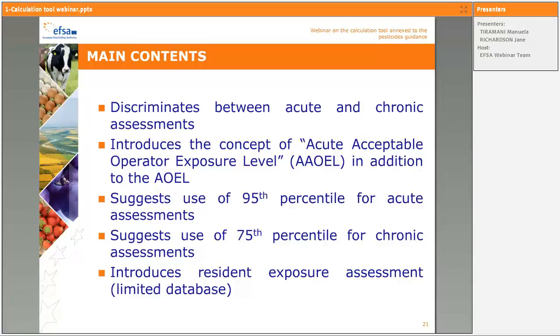The resident and bystander exposure, the resident particular exposure assessment is introduced, but as I mentioned before, it is not really the focus of today's webinar.